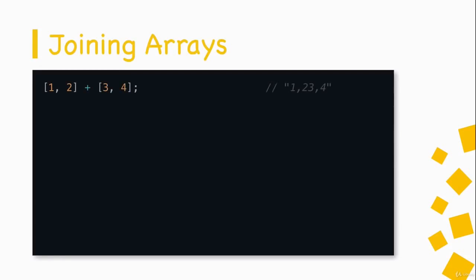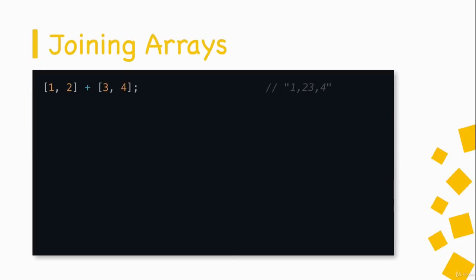Now, in some cases, you might want to join two arrays together. So in this case, let's say we have an array that is 1, 2, and we have another array 3, 4, and we want to join them. You might think of using the plus operator or the concatenation operator.